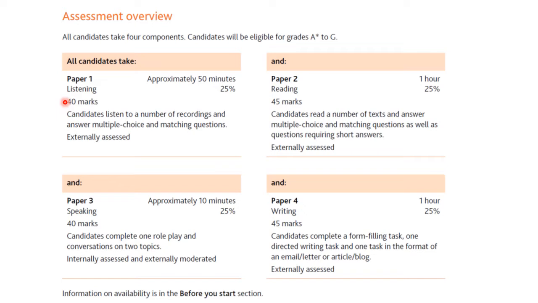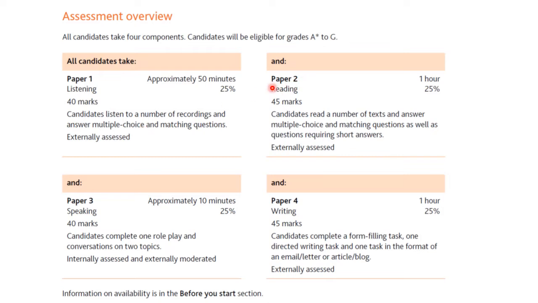Now, paper 1 is the listening paper, and it's out of 40 marks. Of course, they take 25% of the mark. And here we have different types of questions. We have multiple choice questions, matching questions. I'll give you more details in a minute.